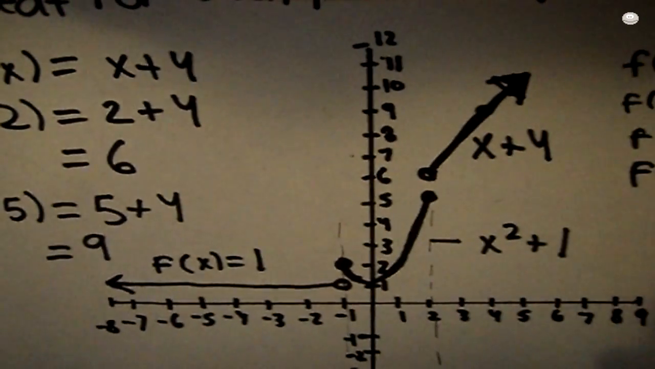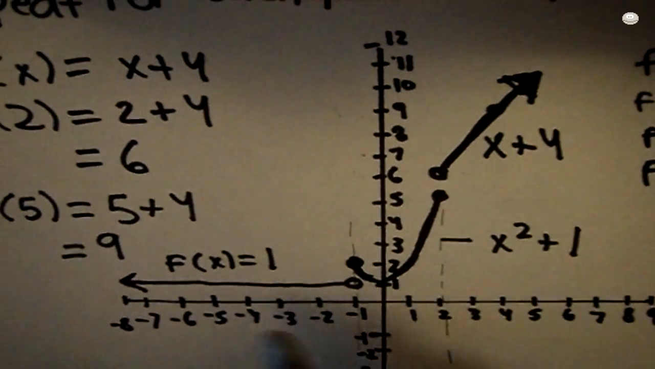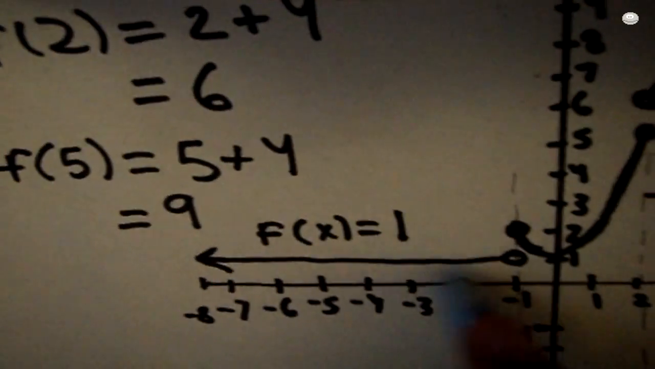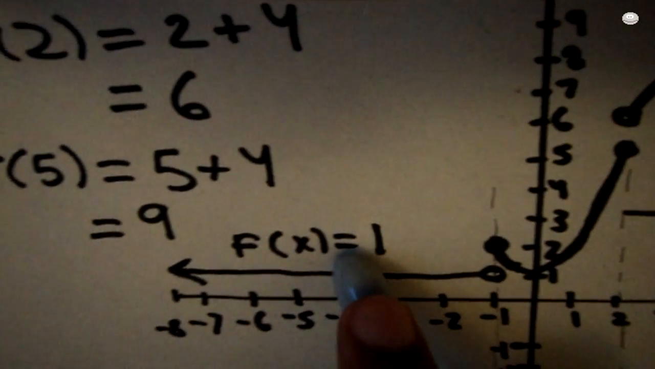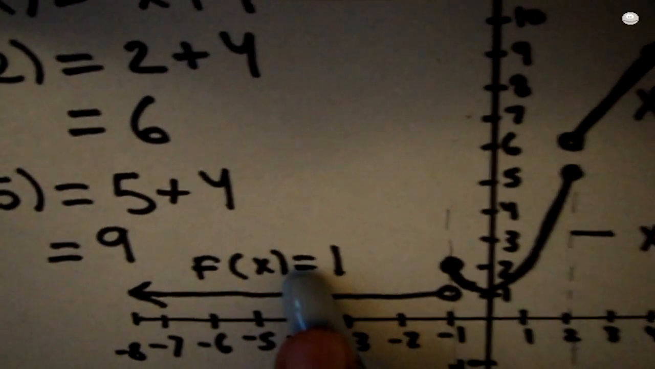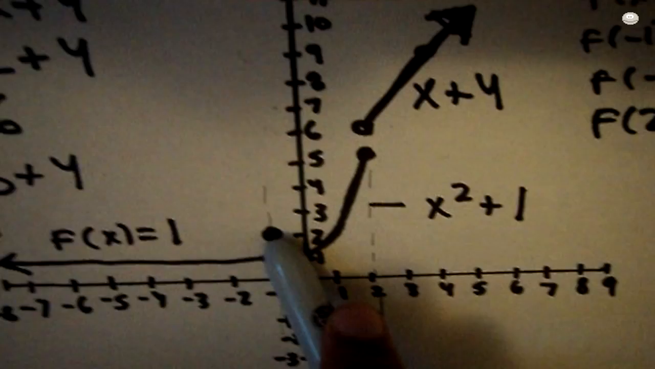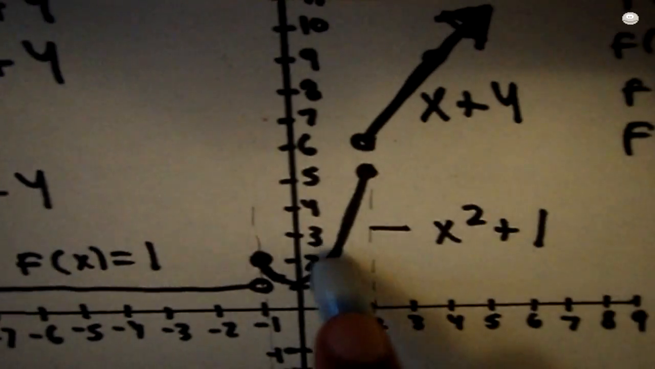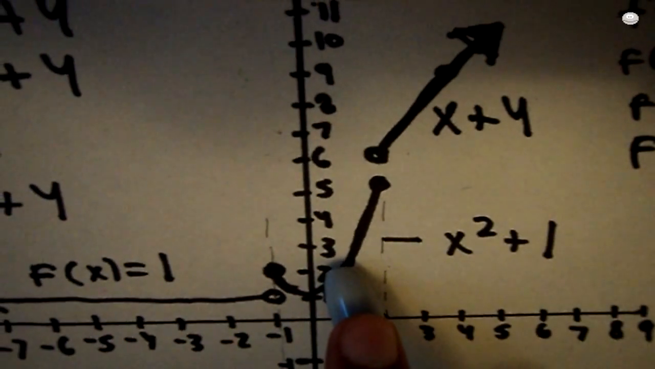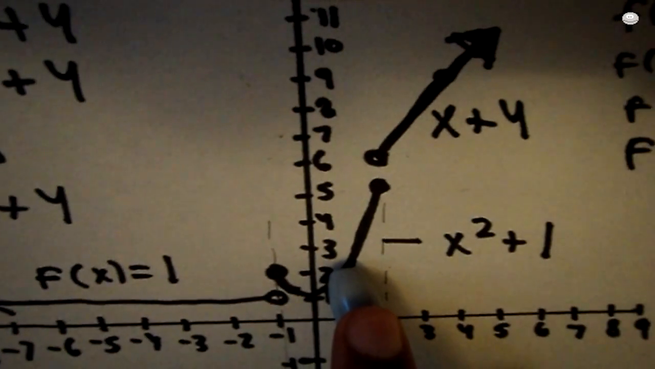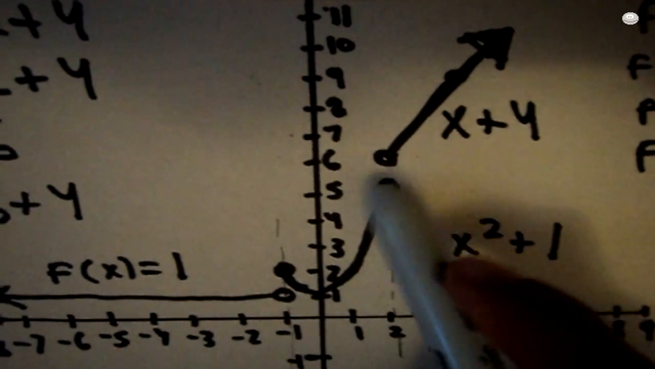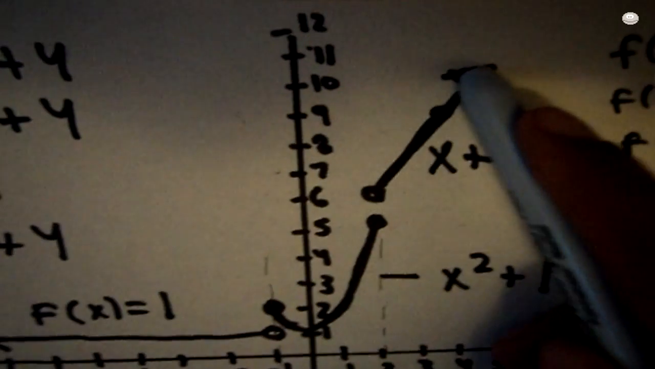If we follow these steps, we come up with a graph like this. This first part of the graph is f of x is equal to 1 if x is less than negative 1. And then the second part over here is x squared plus 1 if x is greater than or equal to negative 1 and if x is less than or equal to 2. And then this last section of the graph over here is x plus 4 if x is greater than 2.